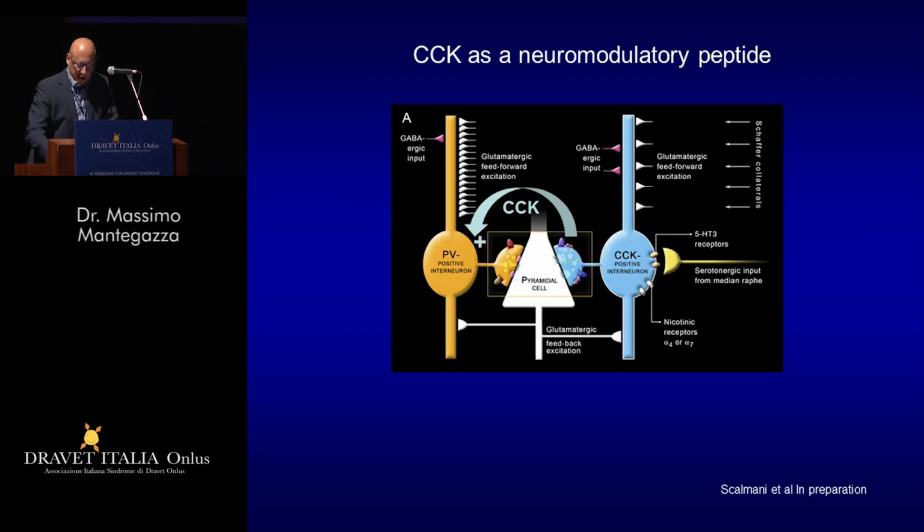And this is a long story, I will make it short. We thought that an important player in this homeostatic response was cholecystokinin, which is co-released with GABA from the synaptic terminals of these neurons. Cholecystokinin can increase the excitability of other interneurons, for example, the parvalbumin positive ones. And we thought that this was an important homeostatic response.